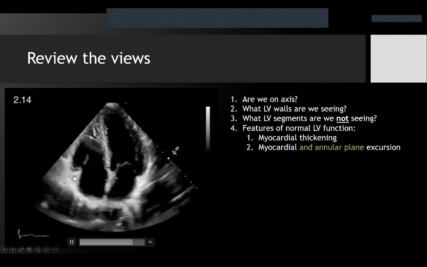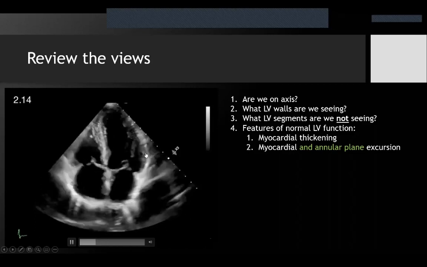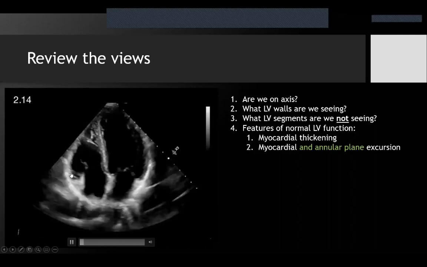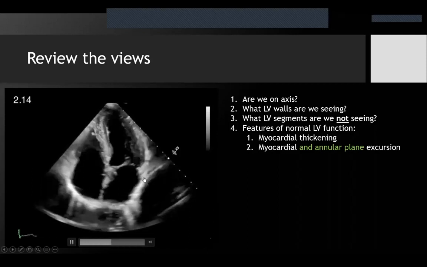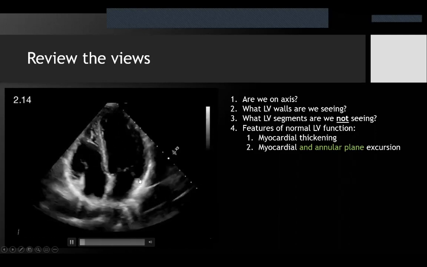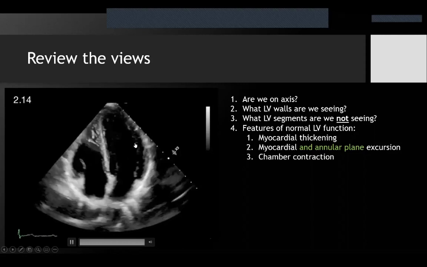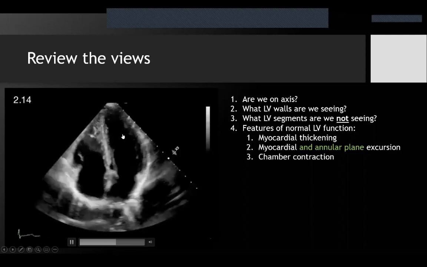This is the annulus of the tricuspid valve. You see how it's moving up and down nicely, the mitral valve annulus moving up and down. Tricuspid is actually moving a little bit more rigorously, as is normal. So you can also keep an eye on that little mitral annulus and see that it's moving up and down nicely. You're getting good myocardial as well as mitral annular plane excursion. And again, you can see chamber contraction. You can get a sense of the area of the LV that's being injected.